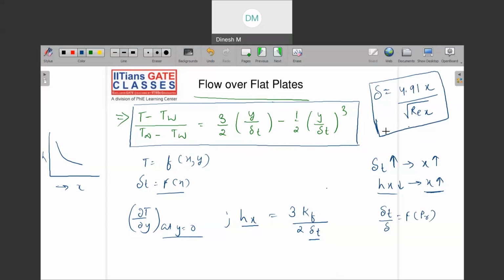So can I see that delta is proportional to the square root of x, and my delta t is again proportional to whom? Delta. So if delta is proportional to the square root of x, then we see that delta t is also proportional to the square root of x. Here you can see. Can I see this thing? My delta t is also proportional to the square root of x.